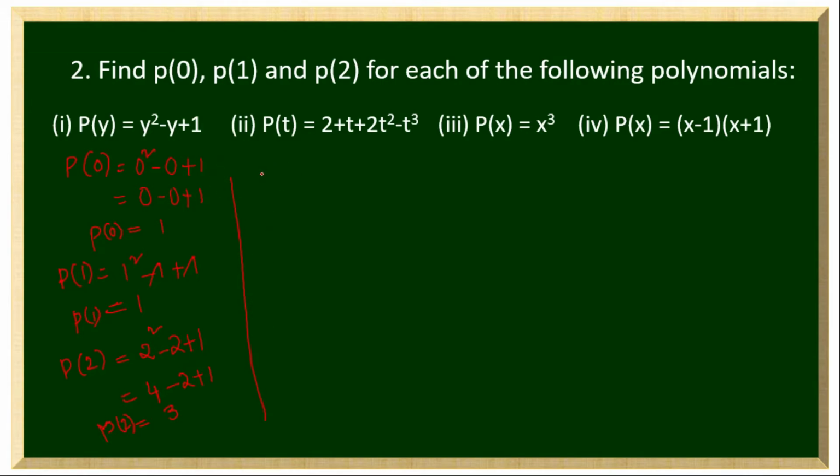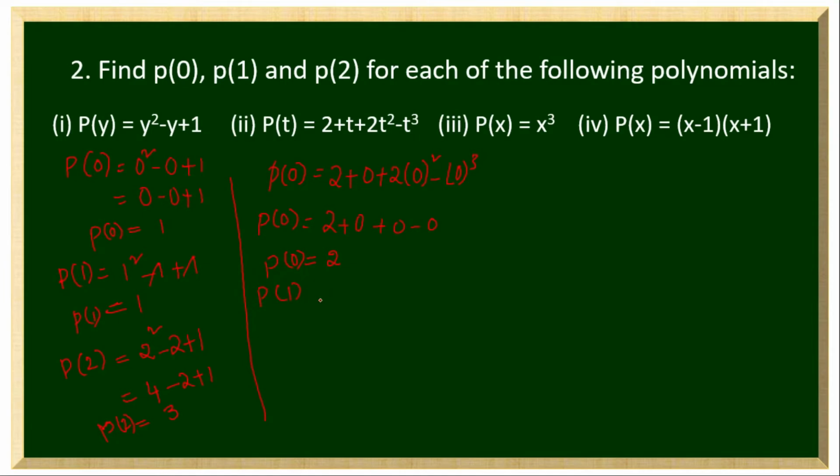For this we have to find p of 0, p of 1 and p of 2. p of 0 for this polynomial: in the place of t we have to take 0. 2 plus 0 plus 2 into 0 whole square minus 0 to the power of 3. So p of 0 equal to 2 plus 0, 0 into something is 0, minus 0. All are zeros, so the answer is 2. p of 0 value for this polynomial is 2.